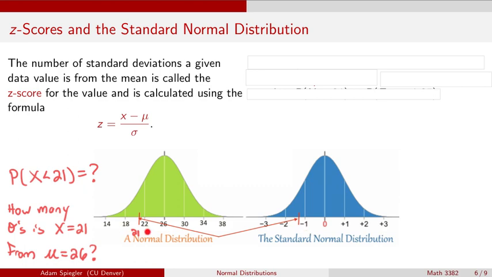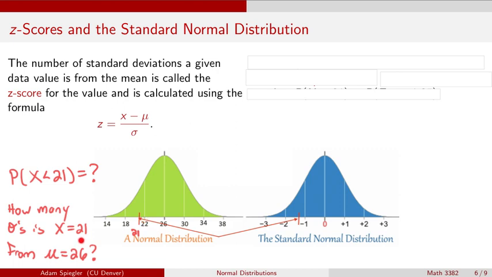So it's somewhere between 18 and 22. So it's somewhere between 1 and 2 standard deviations below the mean. So we can ask more precisely, well, how many standard deviations is x equals 21 from the mean, which was 26? And that is exactly what the z-score measures. So the z-score, the formula is given over here. We calculate by taking x minus mu, and so that is essentially calculating the distance of the value from the mean in terms of units of x.